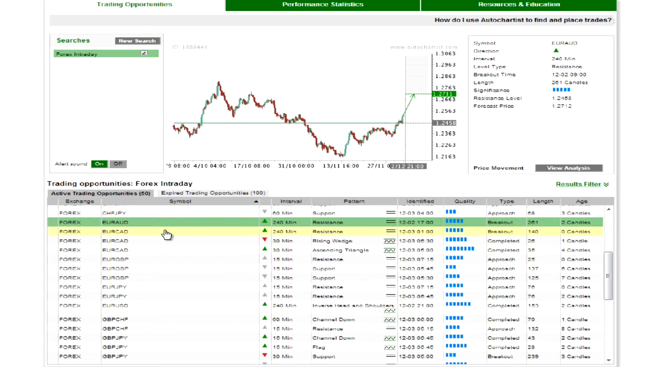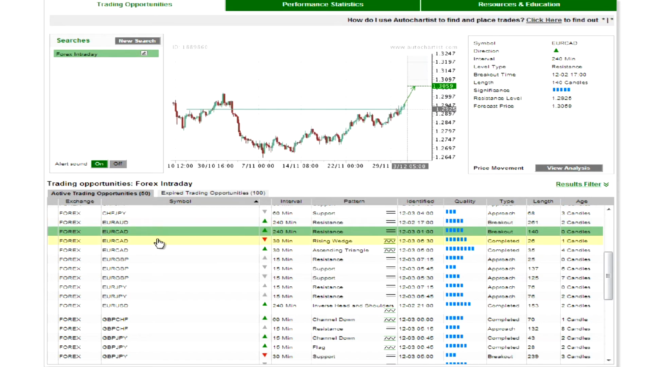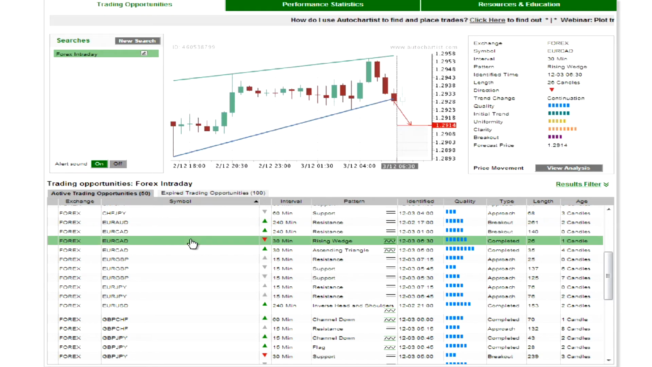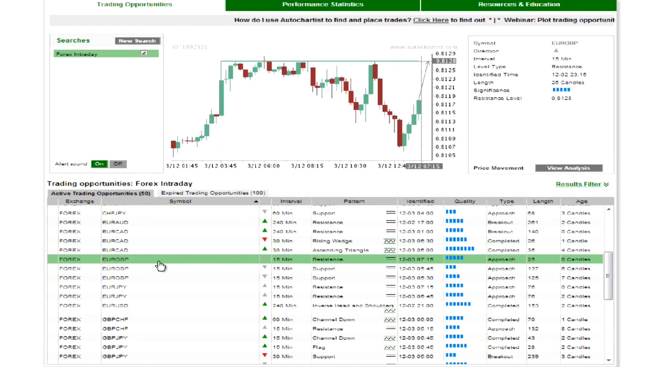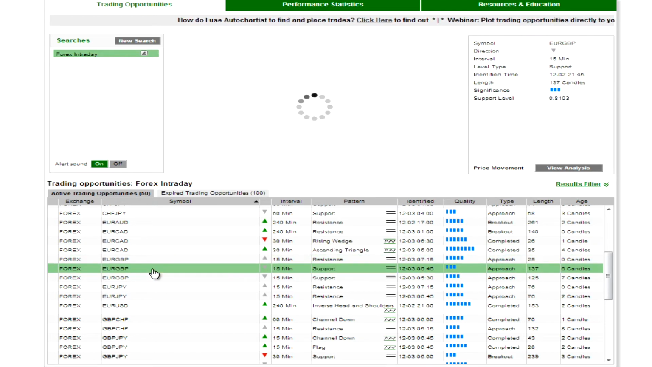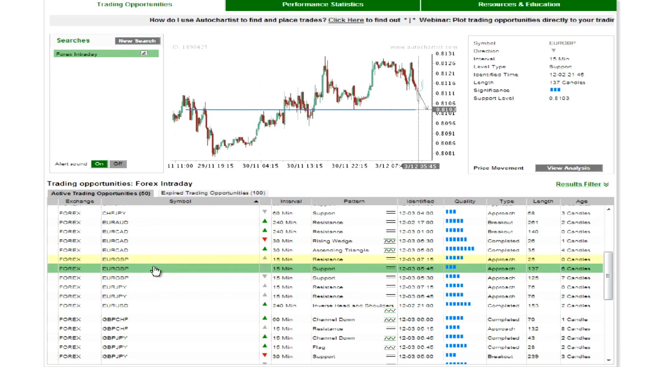Euro AUD. Only one pattern, so I don't normally trade things with only one pattern. Euro CAD, bullish on 240, bearish on 30. Not what I like to see, so I move on. Euro GBP, also confusing indicators over here, so I skip that.